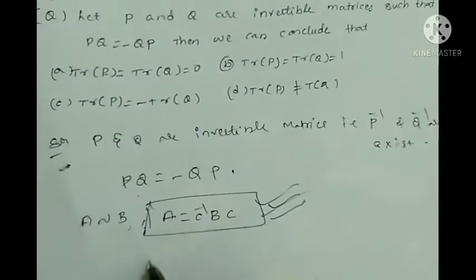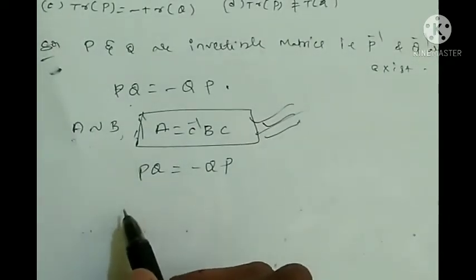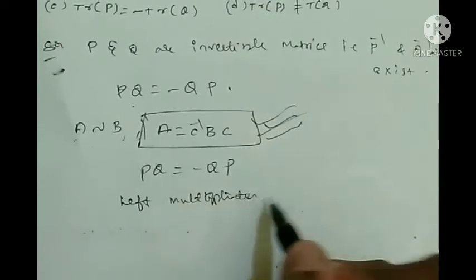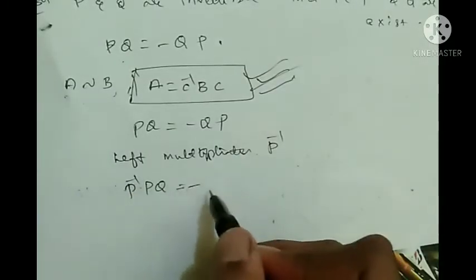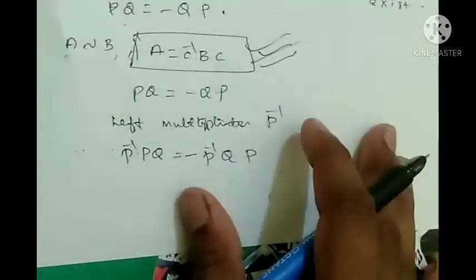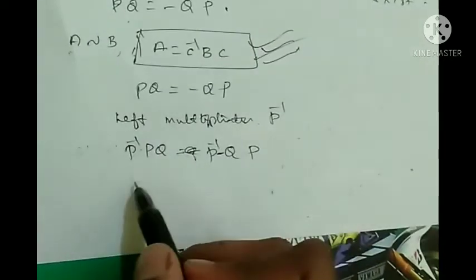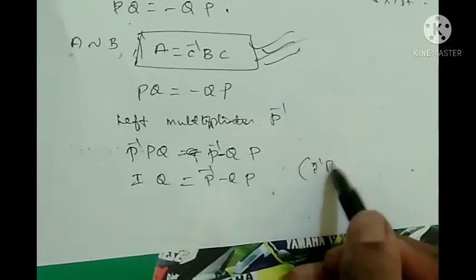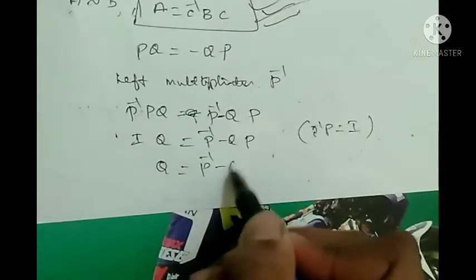They have given PQ is equal to minus QP. Now left multiplication of P inverse, we get P inverse PQ is equal to minus P inverse QP. P inverse P means I. Q is equal to P inverse minus Q into P. P inverse P is equal to, we return the identity matrix. Therefore Q is equal to P inverse minus QP.